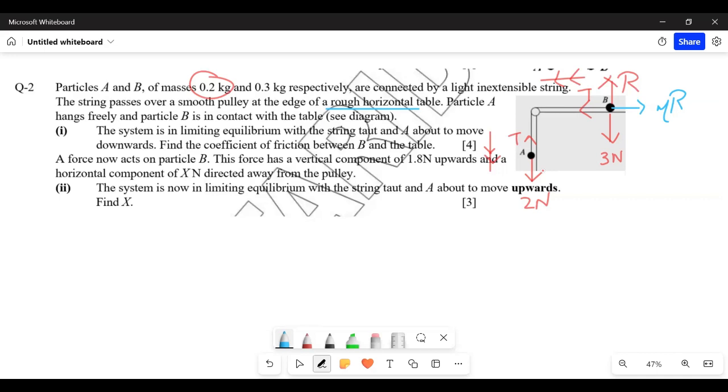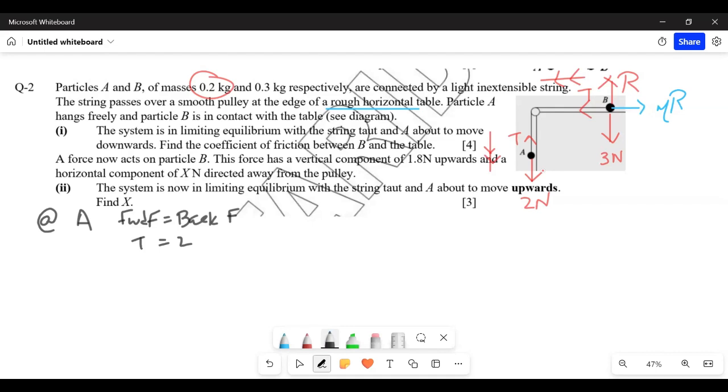So let's look at A first. The system is in equilibrium. That means it's not moving, meaning acceleration is 0. So forward force is equal to backward force. So tension is equal to 2. Now, since the string is the same, at B we now have the value of the tension towards the left. It's also going to be 2 Newton.